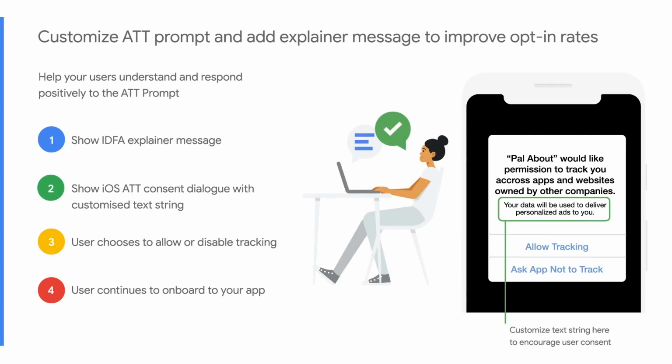If you choose to implement ATT, we highly recommend testing the best way to do so. Apple allows you to customize the text string in the ATT consent box to encourage users to opt in. So pay close attention to the text wording to find out what resonates best with your app's users. You may also want to experiment with showing an explainer message prior to the ATT prompt with details about how opting in to personalized ads can improve your user's experience. This can help you prime your users to respond more positively to your request for tracking permission.